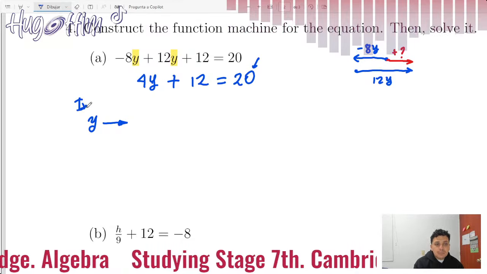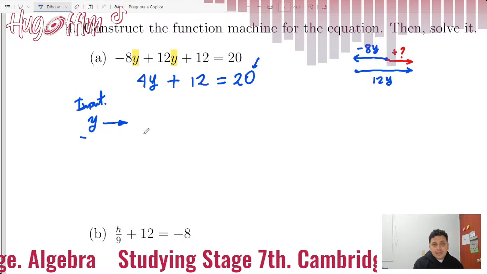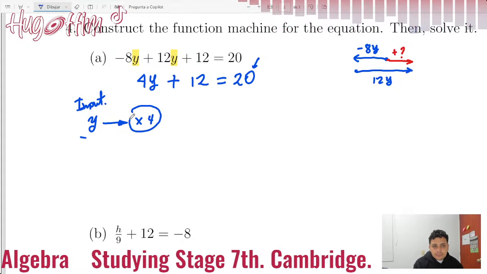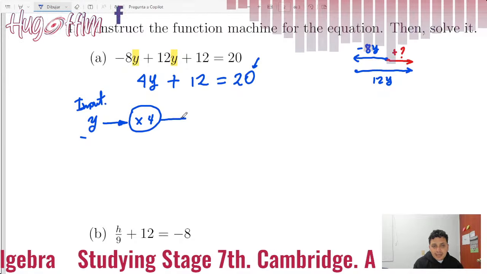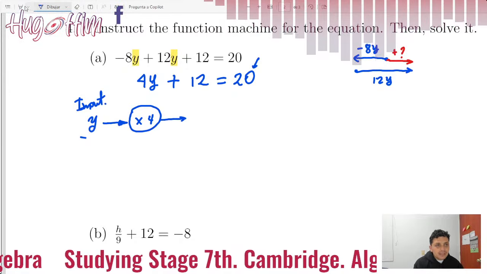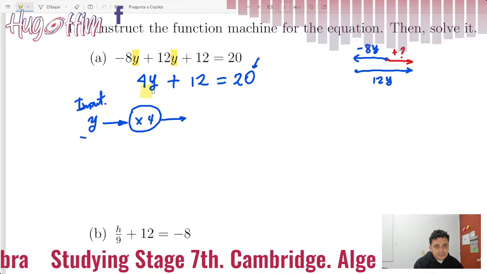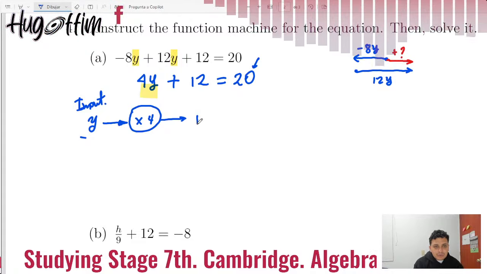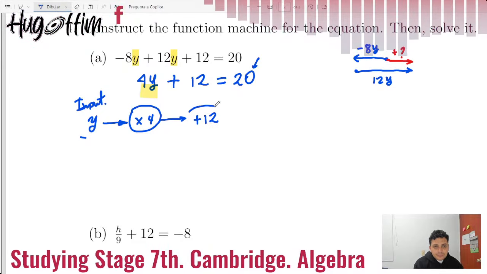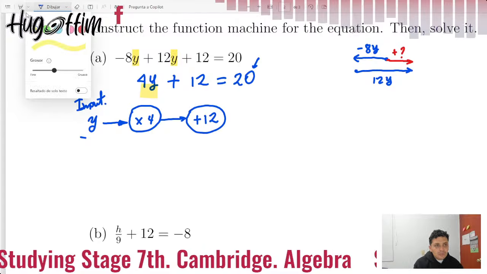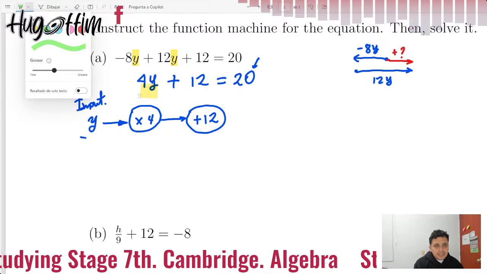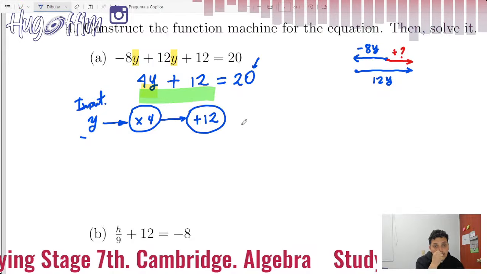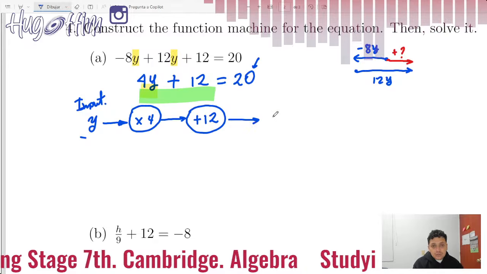So I can put here input y, and I'm going to multiply times 4. And then after I multiply times 4, I did this part. And then after I multiply times 4, I'm going to add 12. So when I add 12, it means that I did all this part. And the output is going to be 20.